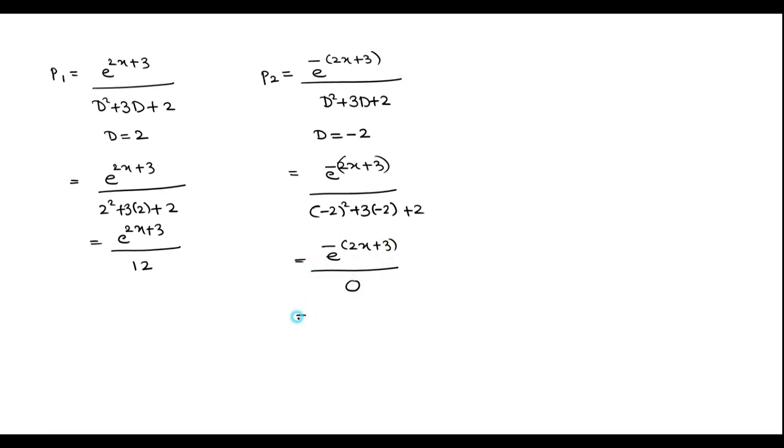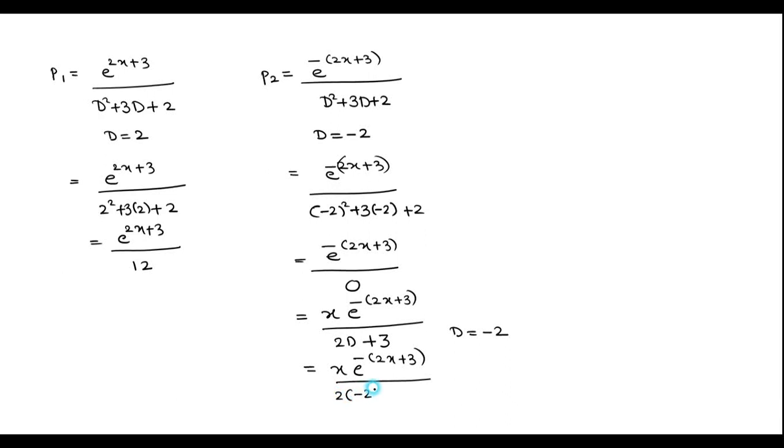So what we do if the denominator is 0, we take x in the numerator and differentiate the denominator. The derivative of D square is 2D plus the derivative of 3D is 3. Now take D is equal to minus 2 again. So that is x e raised to minus 2x plus 3 divided by 2 into minus 2 plus 3. So we have the value of P2 as x e raised to minus 2x plus 3 divided by a non-zero number, which is minus 1.